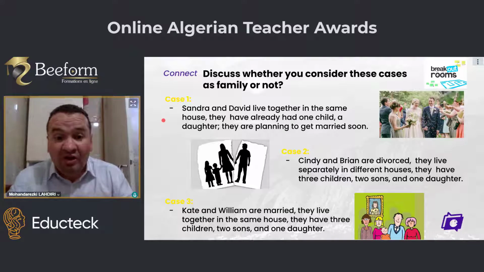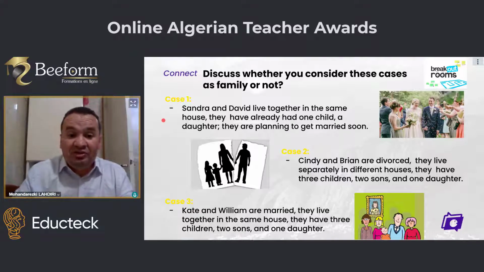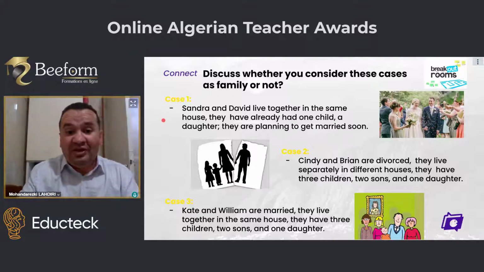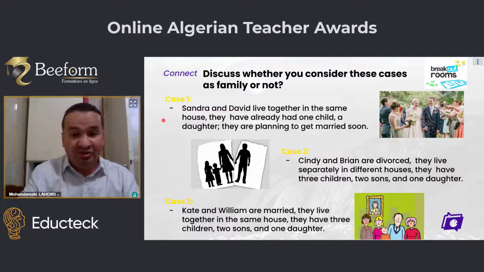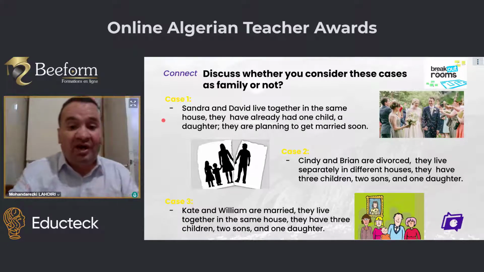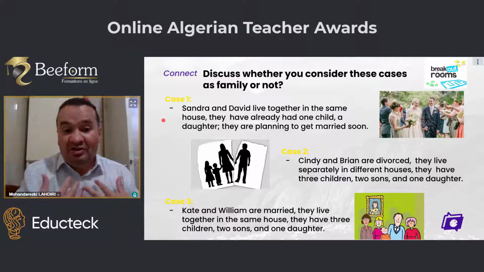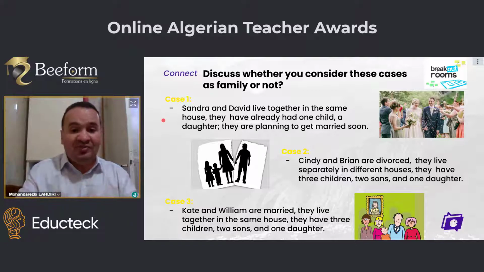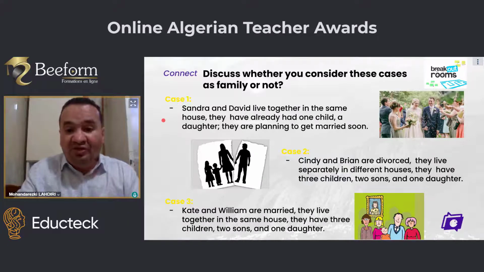Some others would say, no, I consider this as a family because first they live together, they have a daughter, there is a blood link, they live together, they love each other, and of course, they are going to get married. Whether they got married before or after, it does not count for us. What is important for us is that they respect each other, they live together, and they have a child.